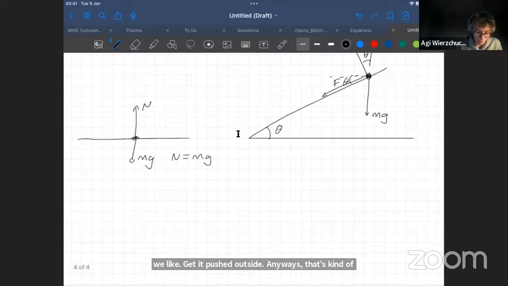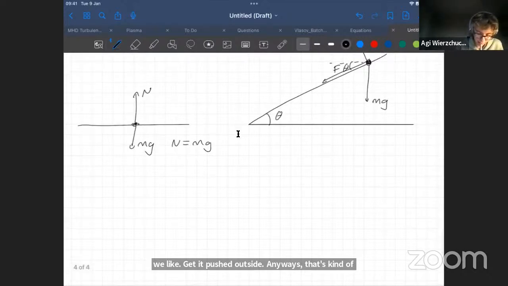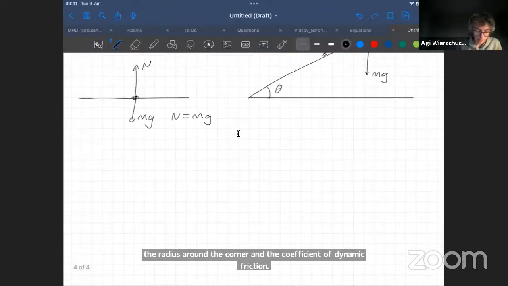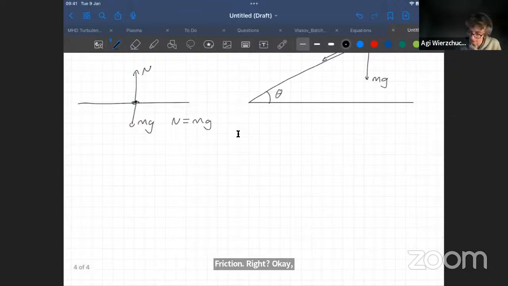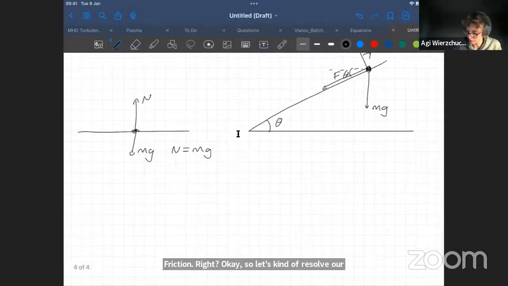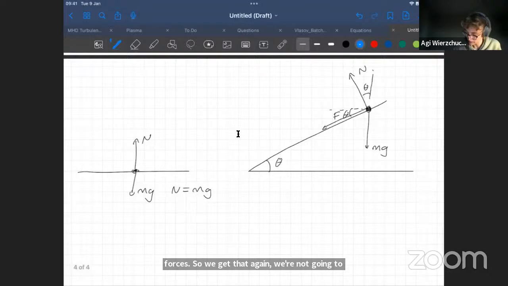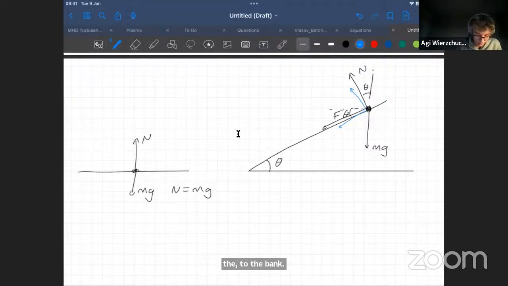So now we want to find the maximum speed the cyclist can travel as a function of the radius around the corner and the coefficient of dynamic friction. Okay, so let's resolve our forces. Again, we're not going to resolve them vertically and horizontally. We're going to resolve them perpendicular and parallel to the bank. So let's resolve it.